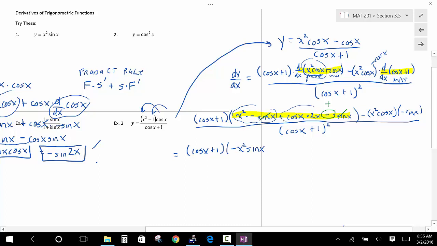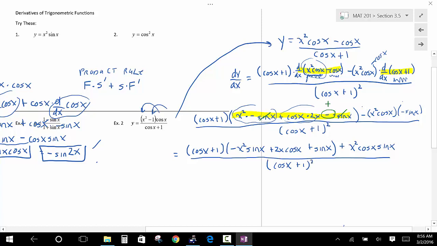Then write this piece right here as plus 2x cosine x. And now write that as plus sine x, like that. Now when you go to this piece over here, notice you have a negative times a negative, so that's a positive. Then you have x squared cosine x sine x, like that. Okay, then it's going to be all over the bottom squared, like that.